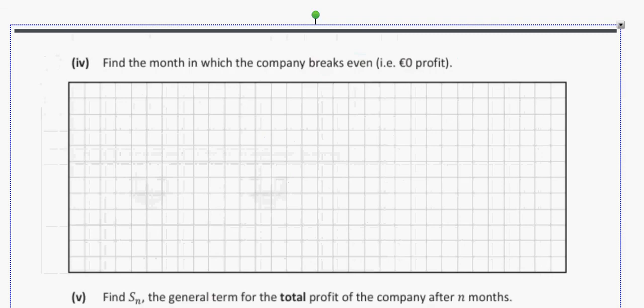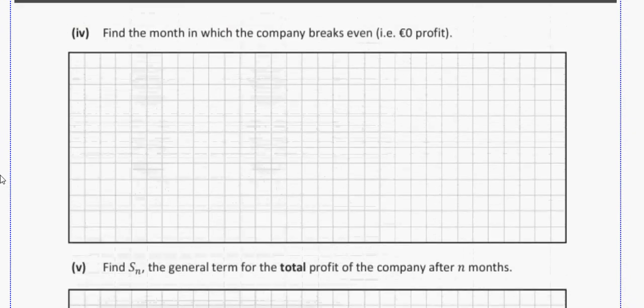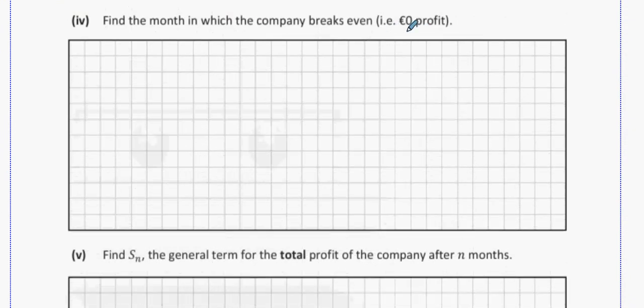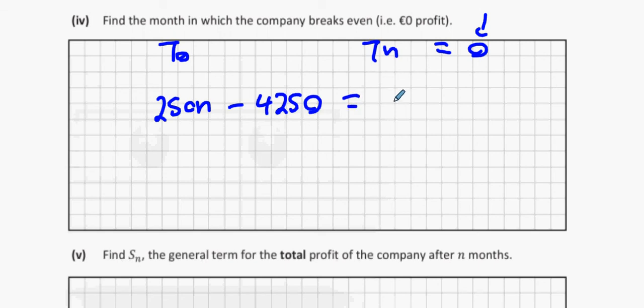One sec, James. Okay, I just need to do the Sn with you. It's important. Okay, before you go. Alright guys, when does the company break zero profit? Is that T0 or Tn equals 0? Tn equals 0, because the money is 0, okay? Which month did you do it? Okay, so what's it? 250n, actually, go now, James. This one's easy. Get you back in a second. Equals 0. Move that over the other side.